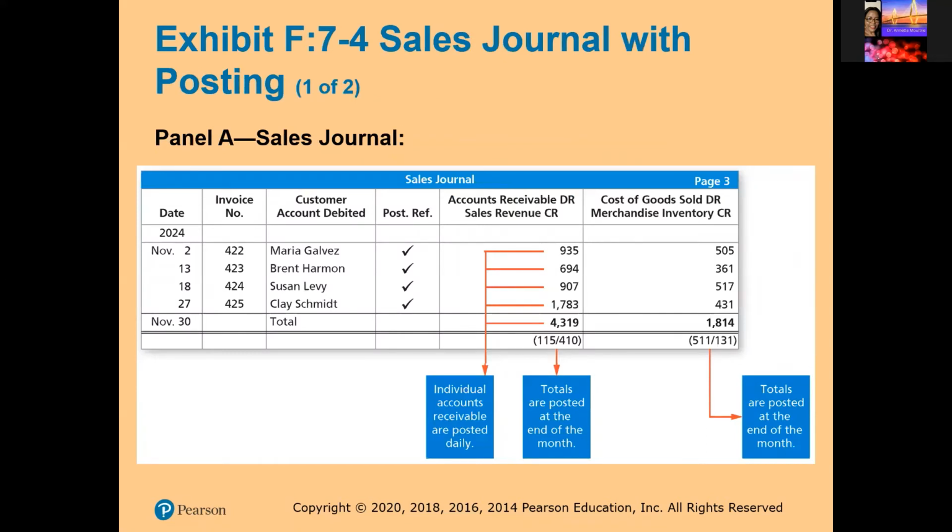Here in Exhibit 7-4, it illustrates a sales journal, Panel A, and the related posting to the ledgers, Panel B. Here you see in Panel A, the sales journal. When a business completes a sale, the accountant enters the date, the invoice number, the customer name, and the transaction amount.